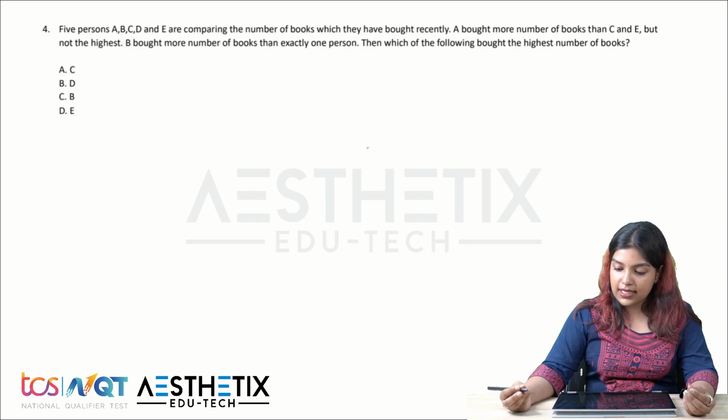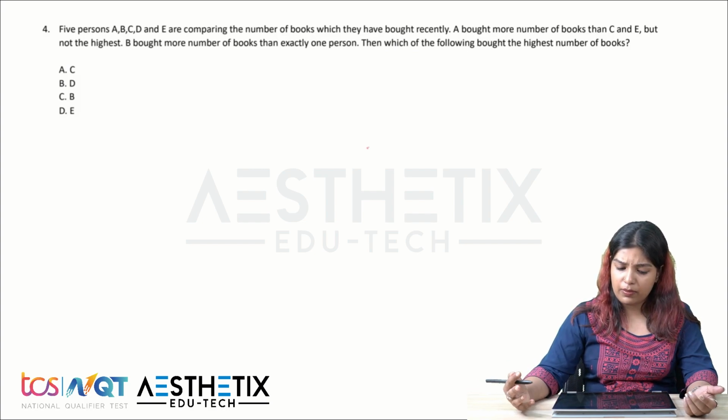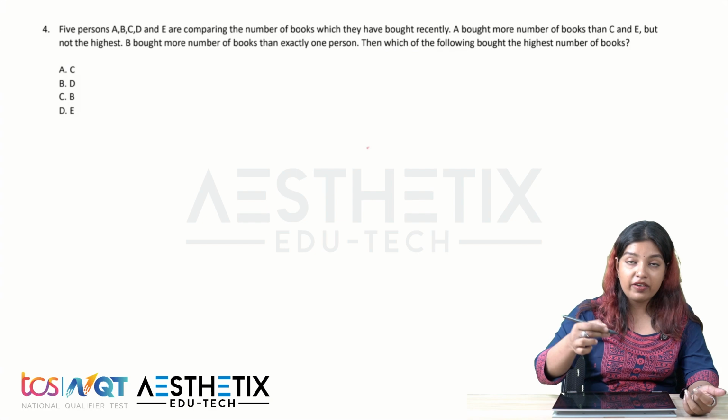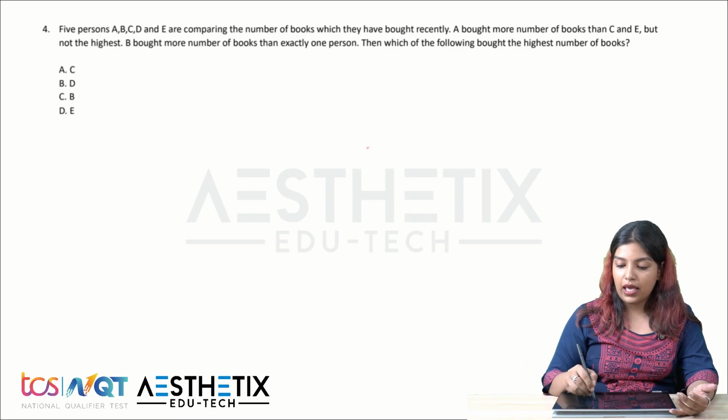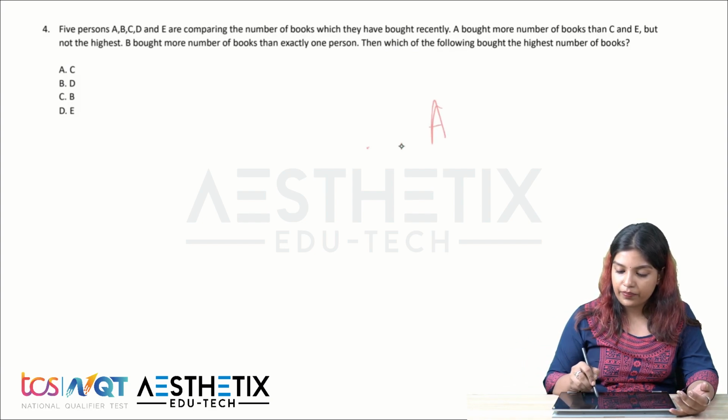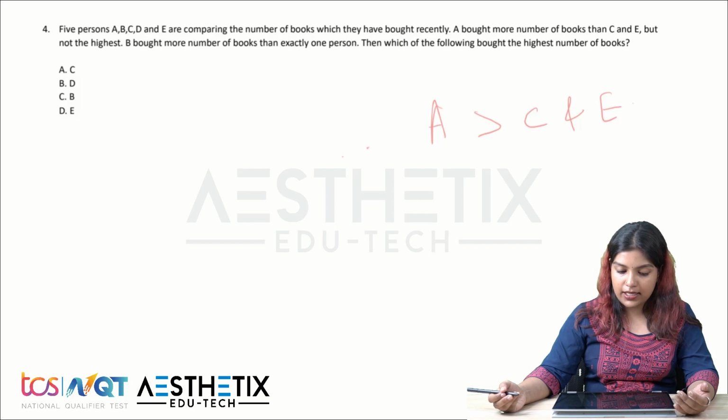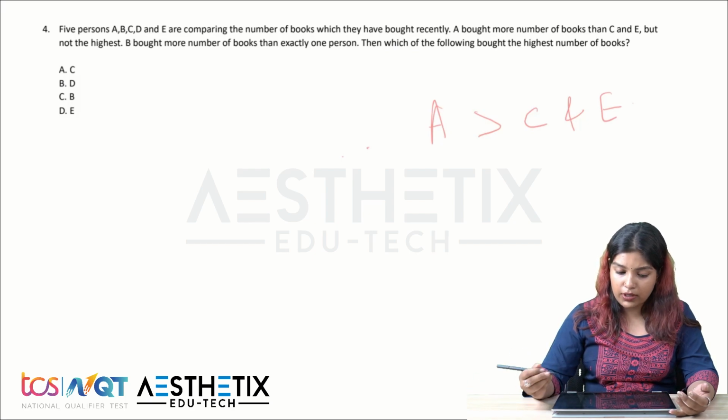A bought more books than C and E, but not the highest. B bought more books than, okay. So if I'm representing it, I have A is greater than C and E, but not the highest. B bought more books, okay, but not the highest. So the highest one can be either D or B.